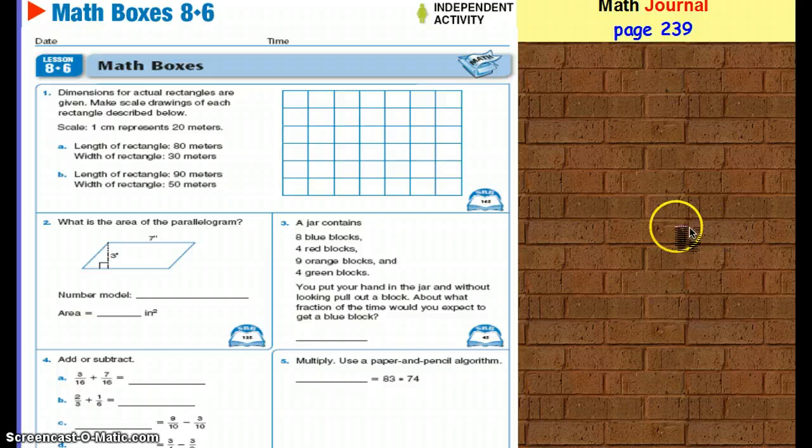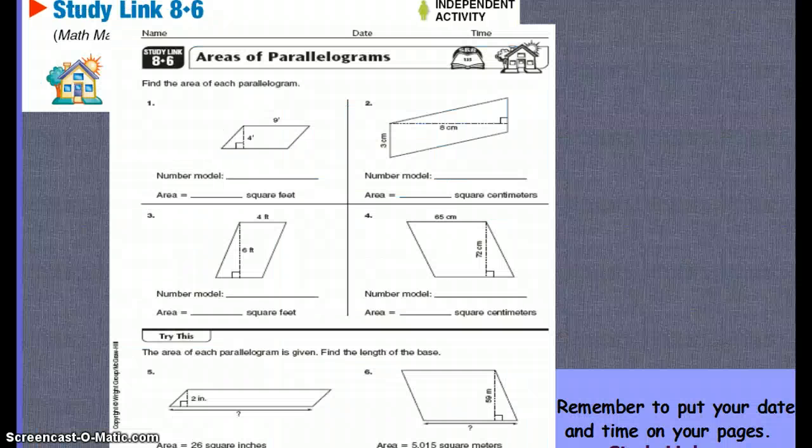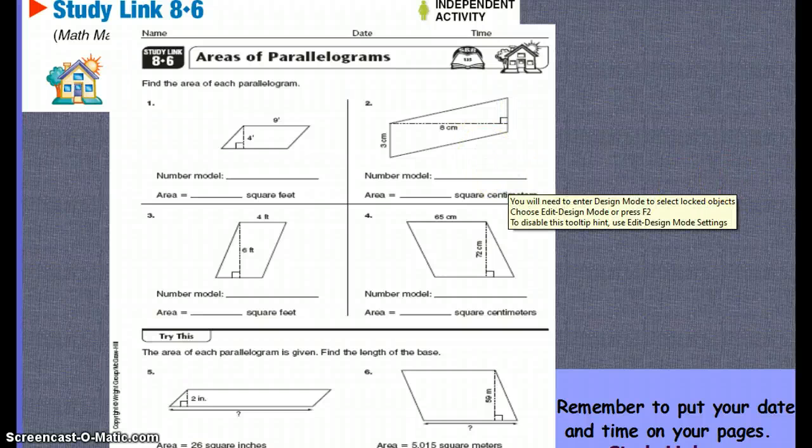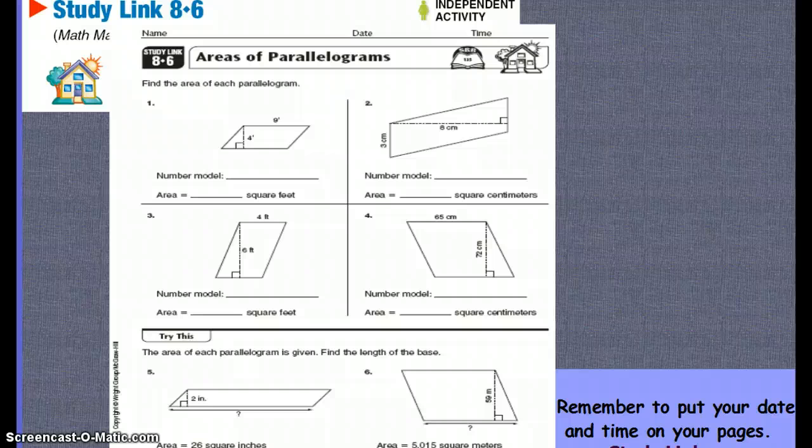Go ahead and do your math boxes. Remember to look into your SRB first if you're struggling with any concept that you're trying to do a review skill on. And if you don't understand one, come back to me and I will help you. When you finish this page, please go up and check it. And the final thing to do in 8.6 is to do the study link, which works with areas of parallelograms. Make sure to finish the entire page and then turn it in so I can see how well you've mastered this skill.